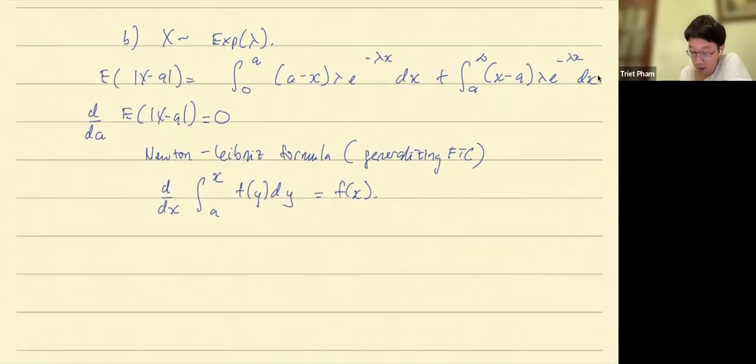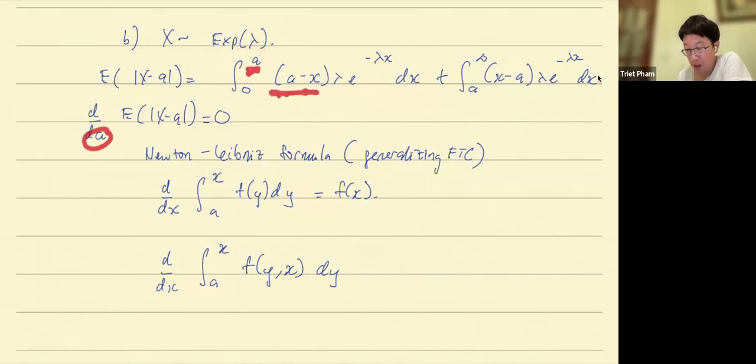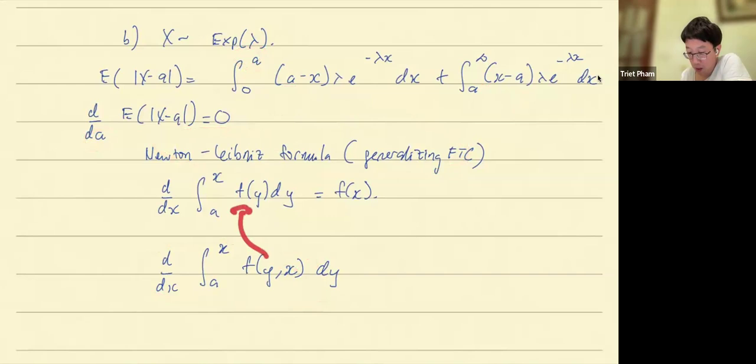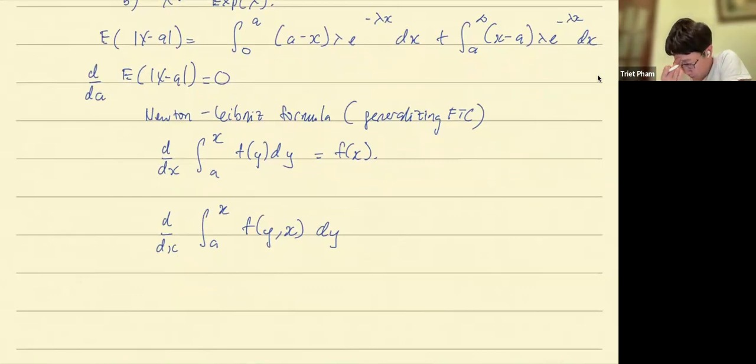Well, the tricky thing is, what if the integrand also contains x? Then it's not that tricky, which is exactly what's going on here. We differentiate with respect to a, but a appears in the upper limit and also in the integrand. And that's where the Newton-Leibniz formula comes in, because it provides the formula for this. If the integrand happens to be independent of x, then you're just back to the regular FTC.